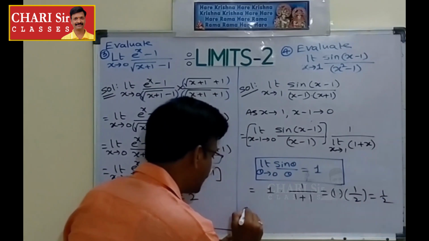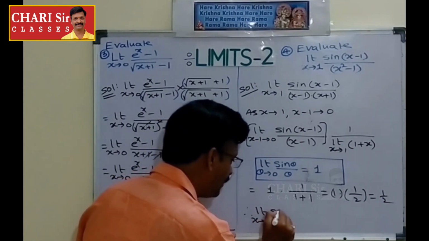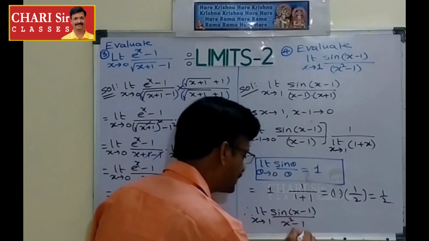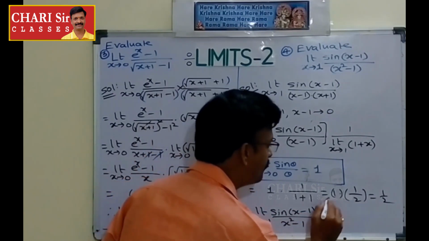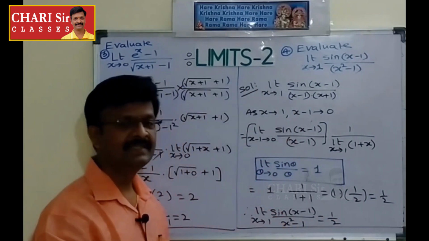The final answer is therefore limit x tends to 1 of sine of (x minus 1) by (x square minus 1), which is equal to 1 by 2. This is your final answer. Like this easily you can solve.